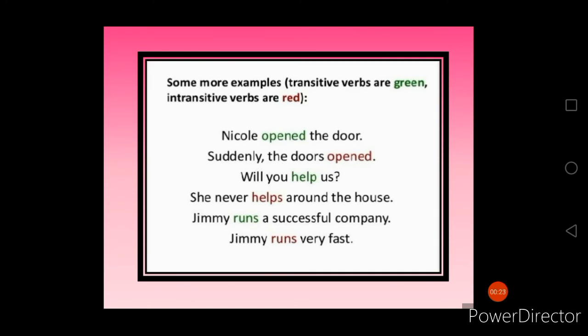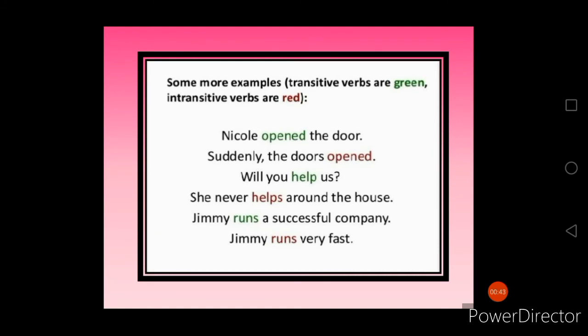Okay, students. See the first example. Nicole opened the door. Here what is the verb? Yes, right, opened is the verb. After this verb there is an object, that is the door. So here this verb is considered a transitive verb, right?